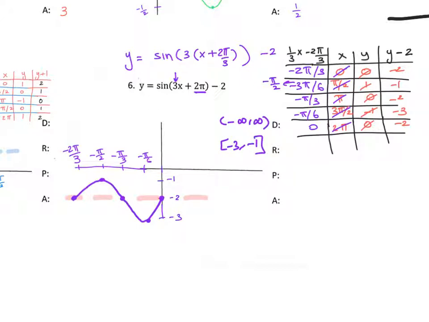Then the period, as you can see, it starts from 0 and ends at 2 pi over 3. So that's the period. That's one part of the graph, and it keeps going on forever and ever. So that's the inverted S, starting from 0, ending at 2 pi over 3. So the period is going to be 2 pi over 3. The amplitude is going to be from the midline to the highest point, which is 1 in this case.